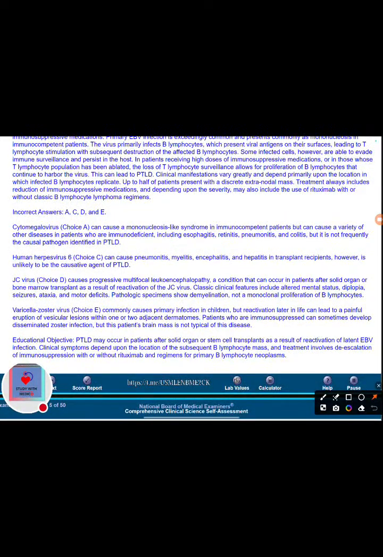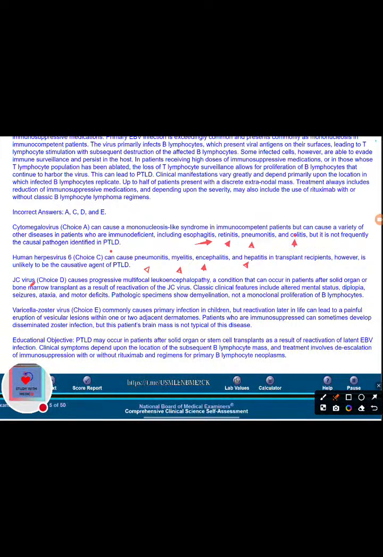Cytomegalovirus can cause a mononucleosis-like syndrome in immunocompetent patients but causes a variety of other diseases in patients who are immunodeficient, including esophagitis, rhinitis, pneumonitis, and colitis. It is not frequently the pathogen identified in PTLD. Human herpesvirus 6 can cause pneumonitis, myelitis, encephalitis, and hepatitis in transplant recipients. However, it is unlikely to be the causative agent.